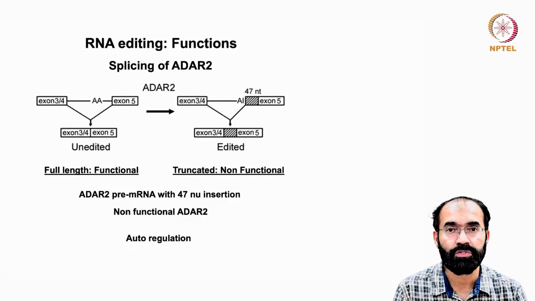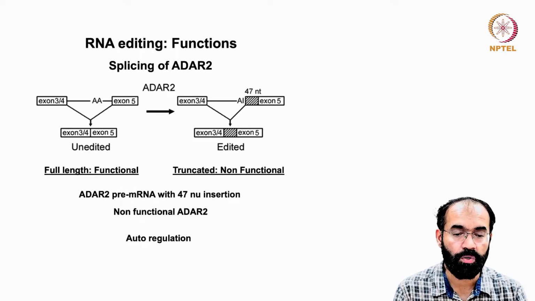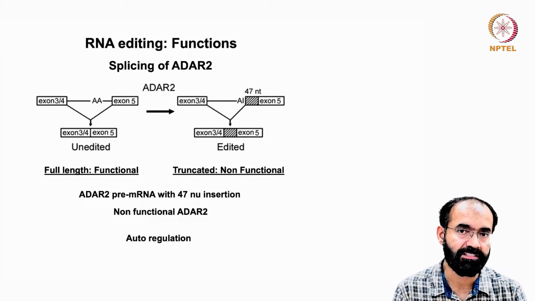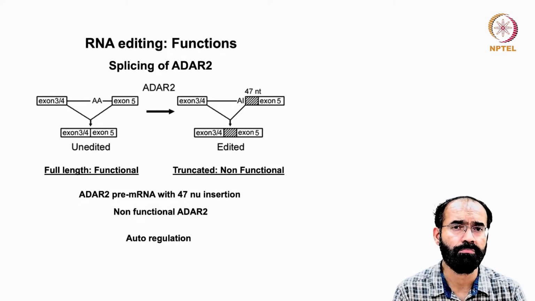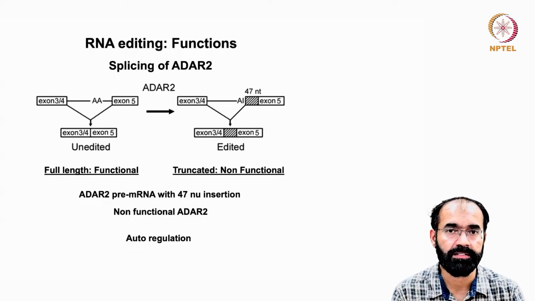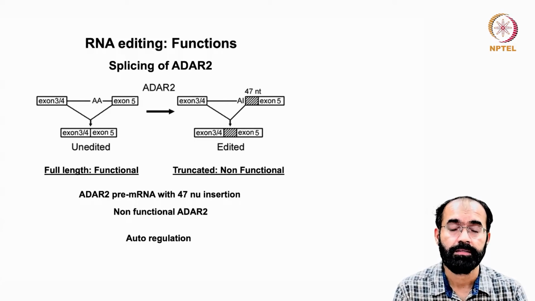So this also can be seen as an autoregulation. That means if ADAR2 adequate level is there, it will do the job what it is supposed to do, that is AMPA receptor editing, etc. If ADAR2 more is there, how will you control it? Someone has to control the splicing of the ADAR2 itself.